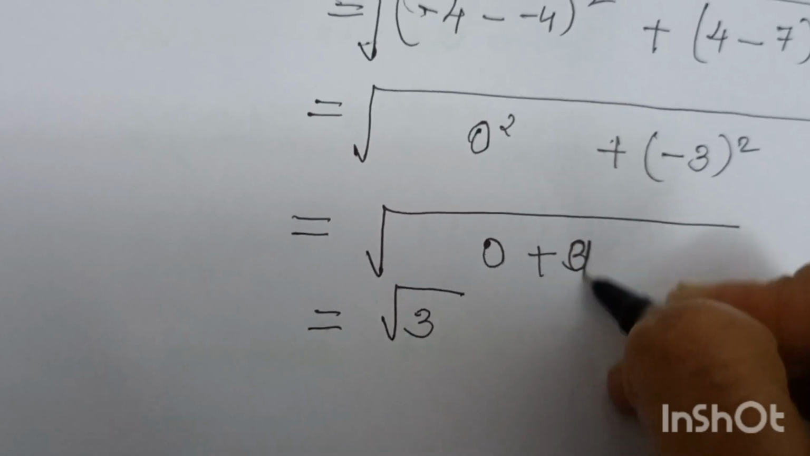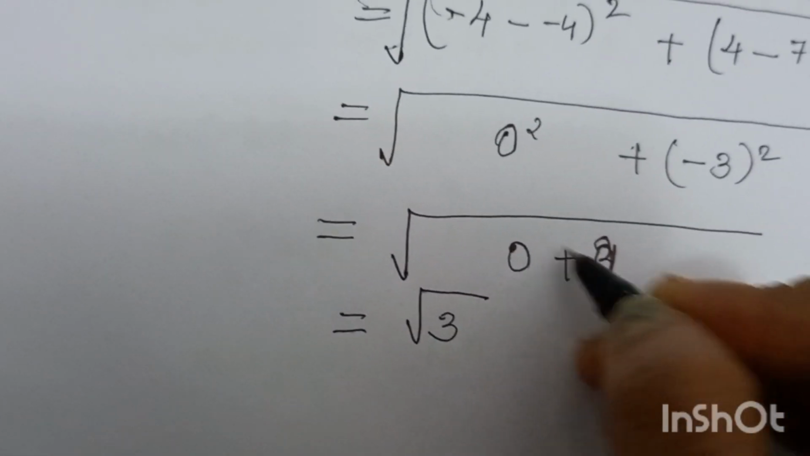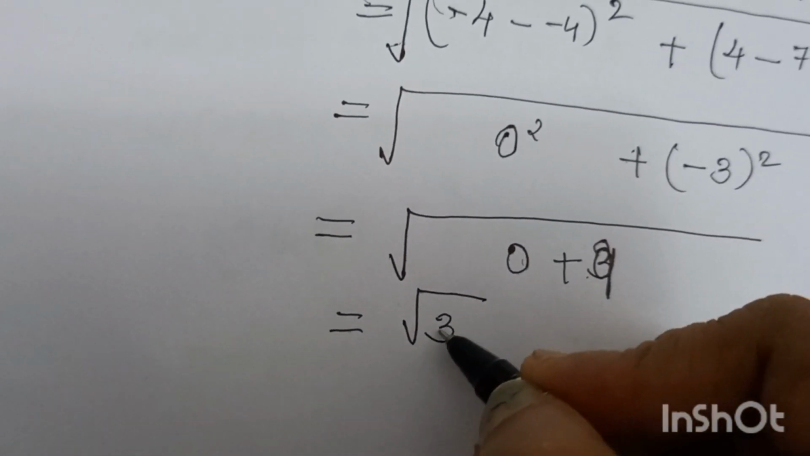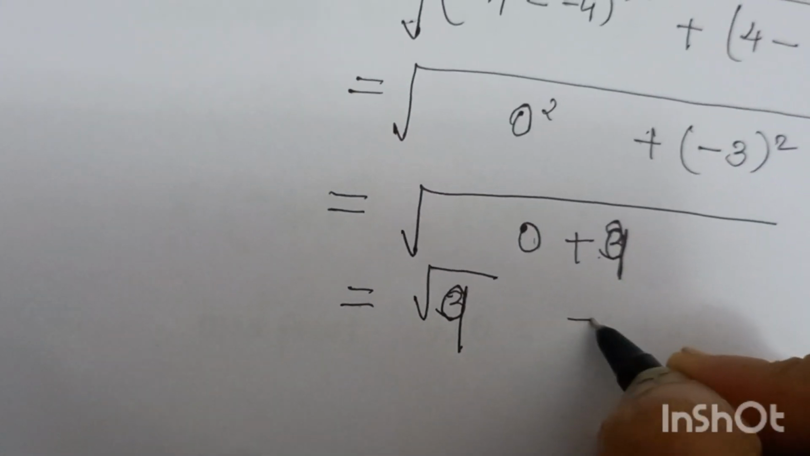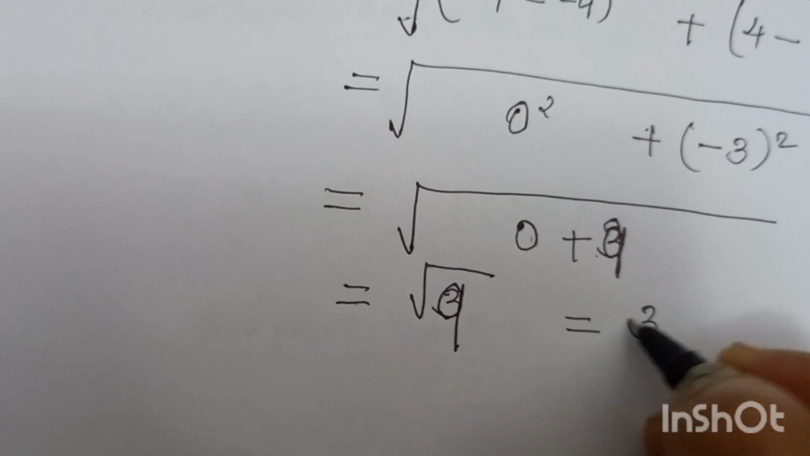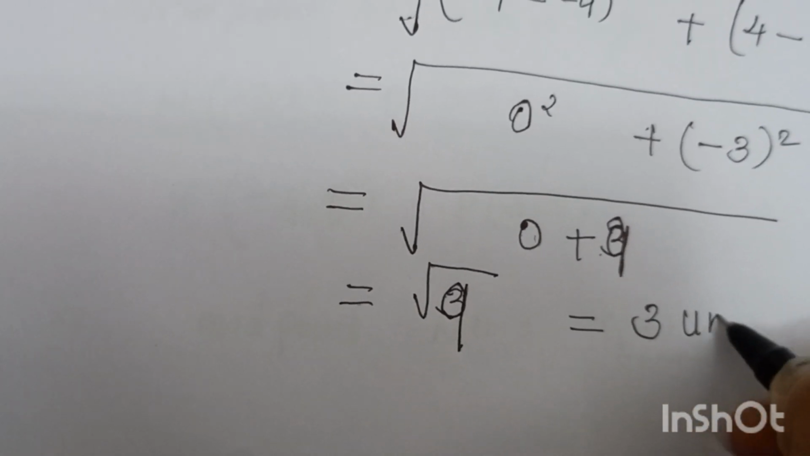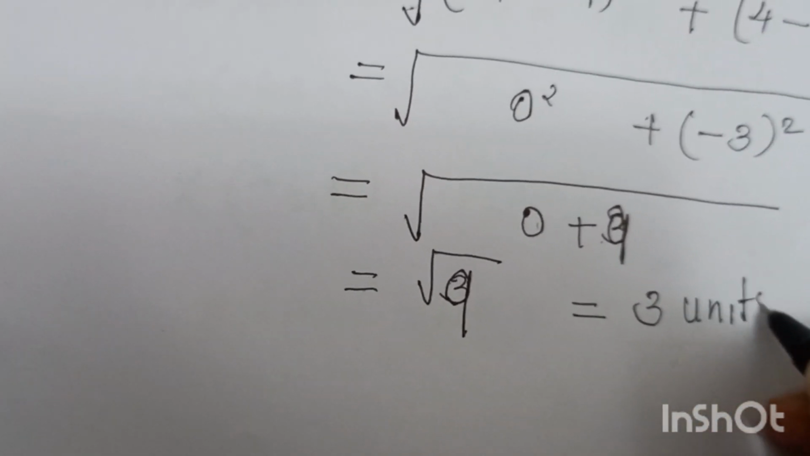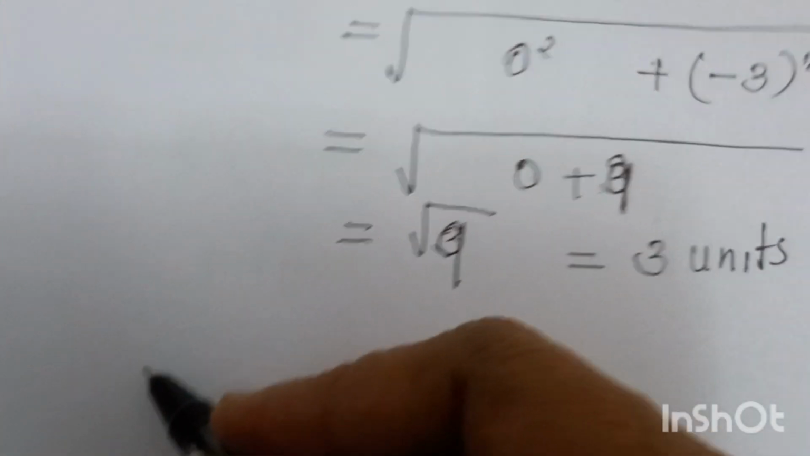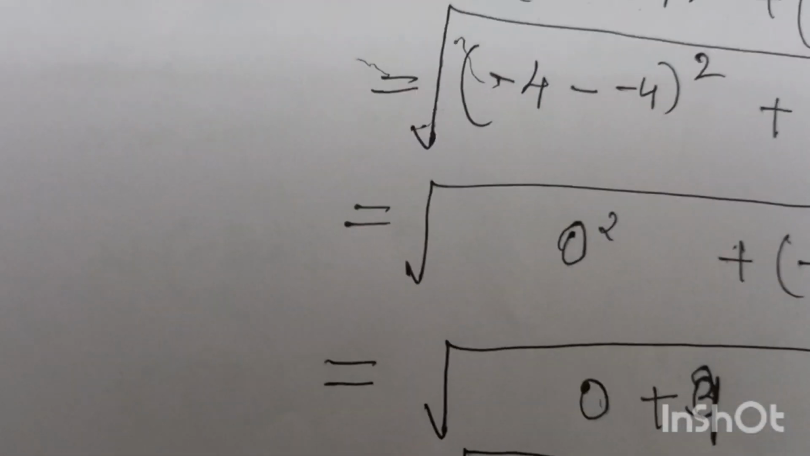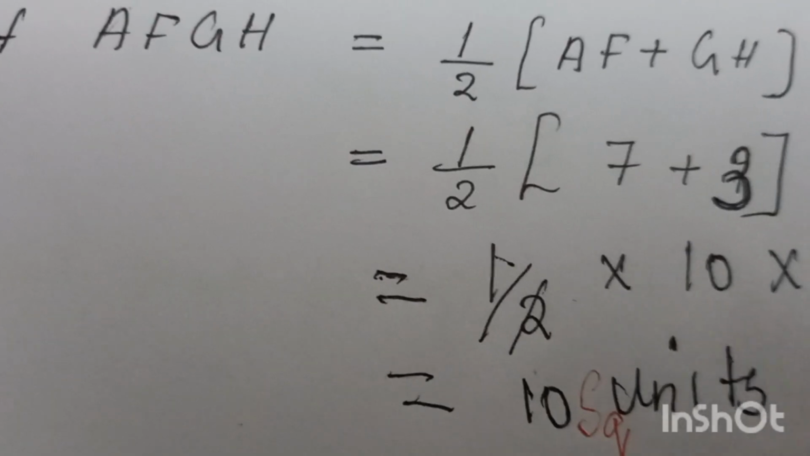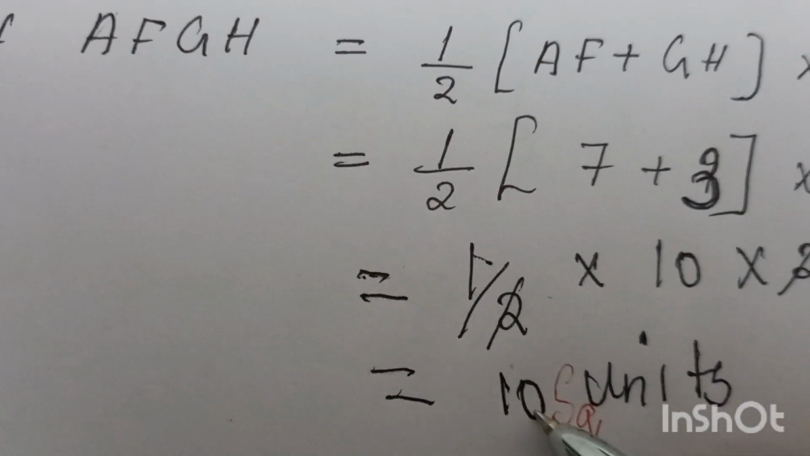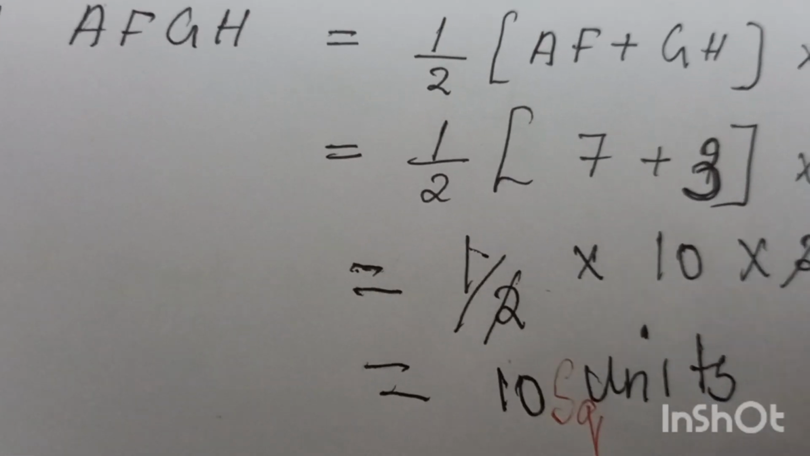So we get 9 plus under root 9. Root of 9 is how much? Which is equal to 3 units. We get the next step, area of trapezium is equal to 10 square units.